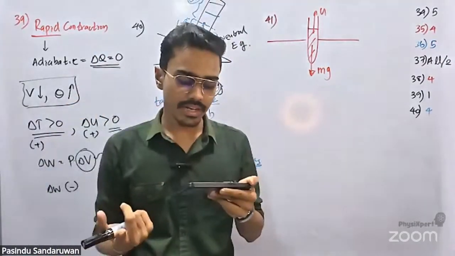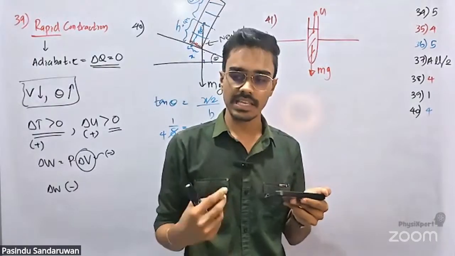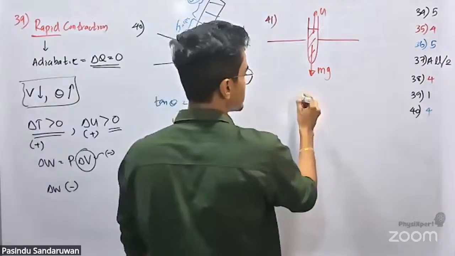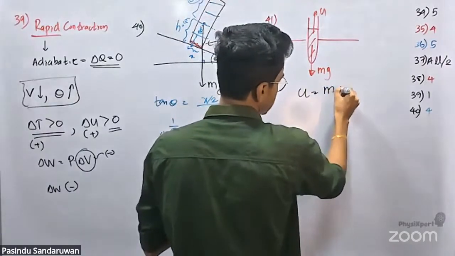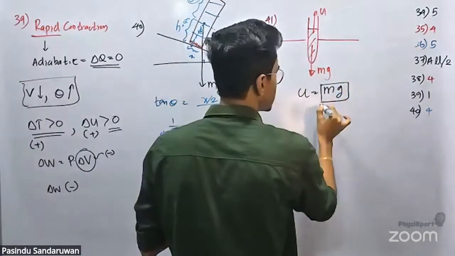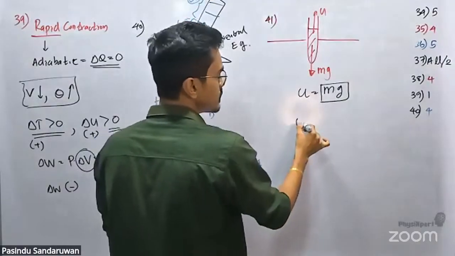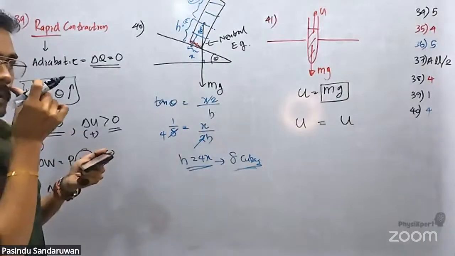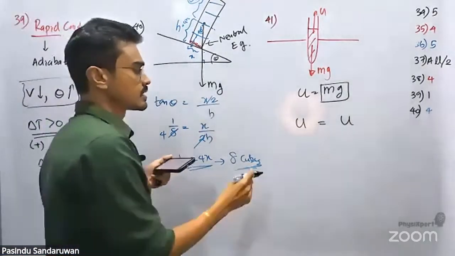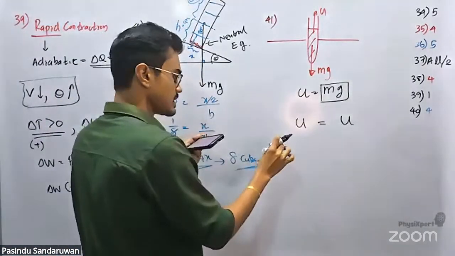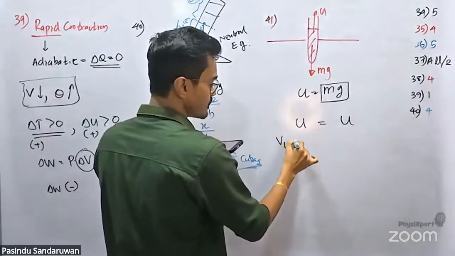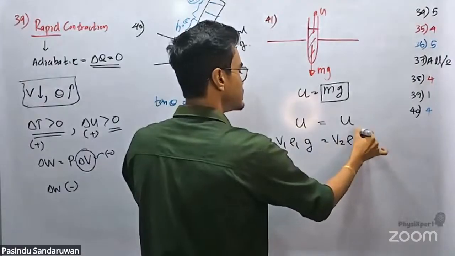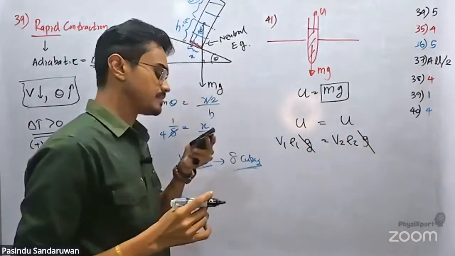If there is the same hydrometer, there is the same mg. Same mg means same U. Then in both scenarios, U should be the same. Right? We know U equals V rho g. Then for the initial side, let's say V1 rho 1 g, and this is V2 rho 2 g. g and g cancel.